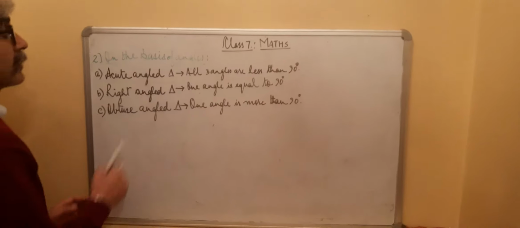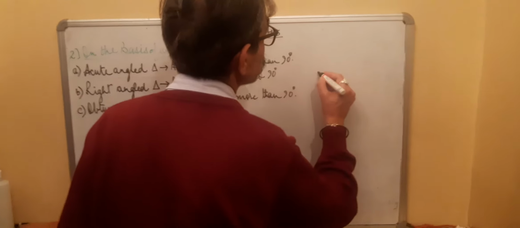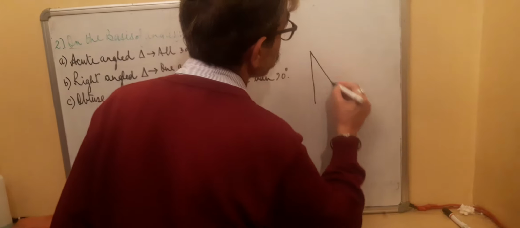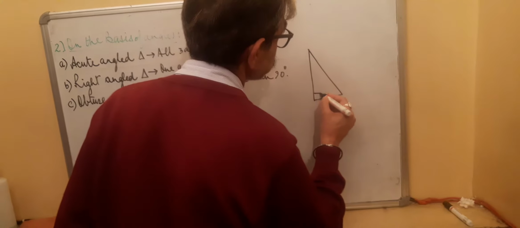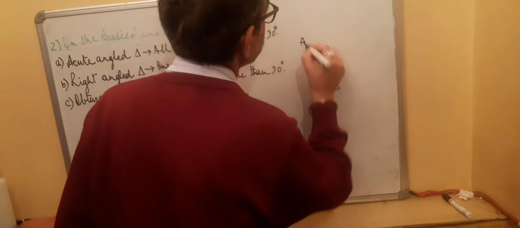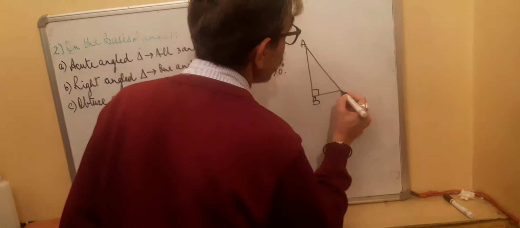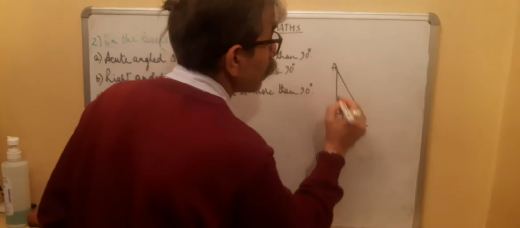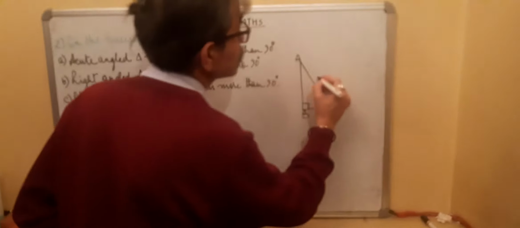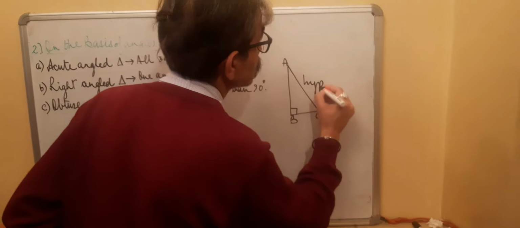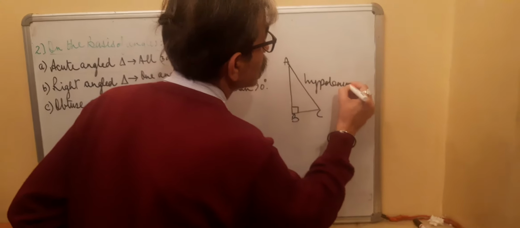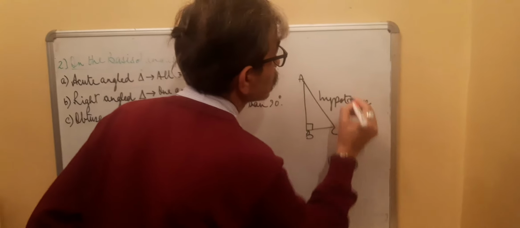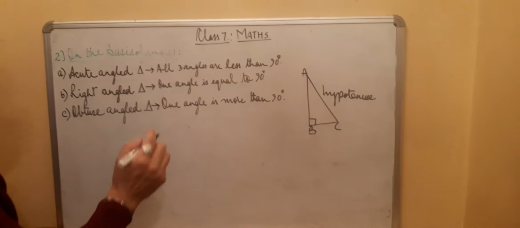The right angle triangle is a triangle in which one angle is equal to 90 degrees. In the figure I've drawn, angle B is 90 degrees. And the side opposite the right angle is known as the hypotenuse. This we'll be discussing when we discuss the properties of the triangles.